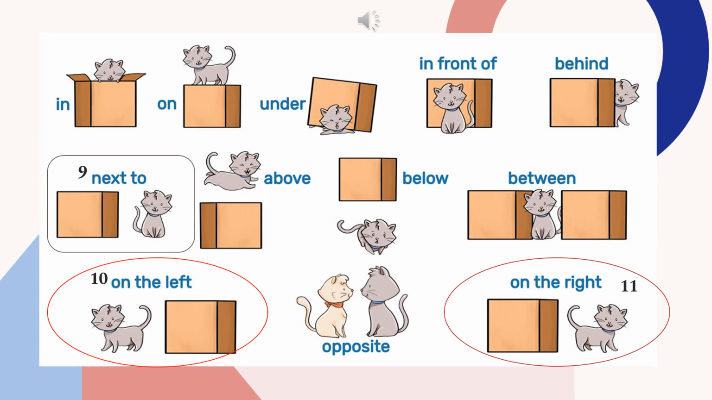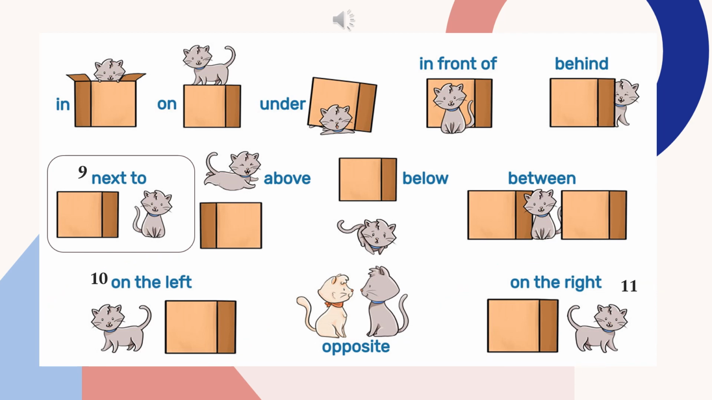Let's come to the other set of the prepositions. So the ninth preposition that we have is next to. You can see the cat sitting at the side of the box. Now if you want to give a proper direction, then you can use on the left, that is in the 10th image, or on the right, that is in the 11th image. So if the cat is in the left direction, you can say the cat is on the left of the box. And if it's in the right direction, the cat is on the right of the box.